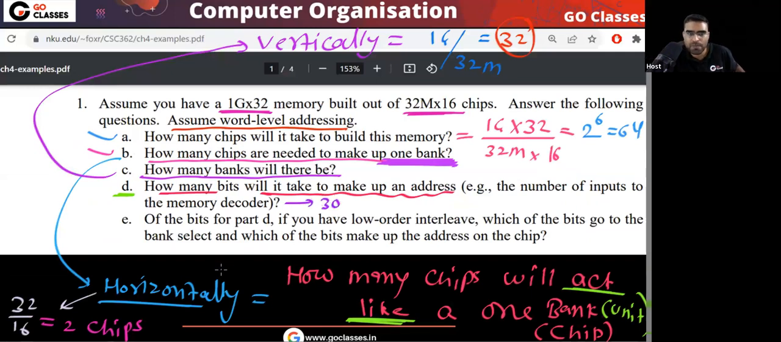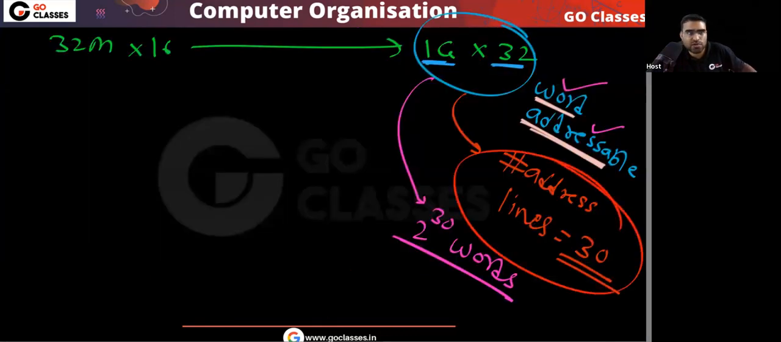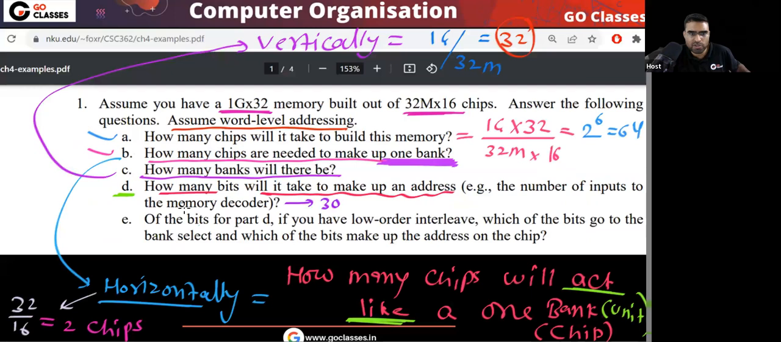Is this clear? The question is asking how many bits the address will have. So the address will have 30 bits, or I can say 30 address lines will be there.